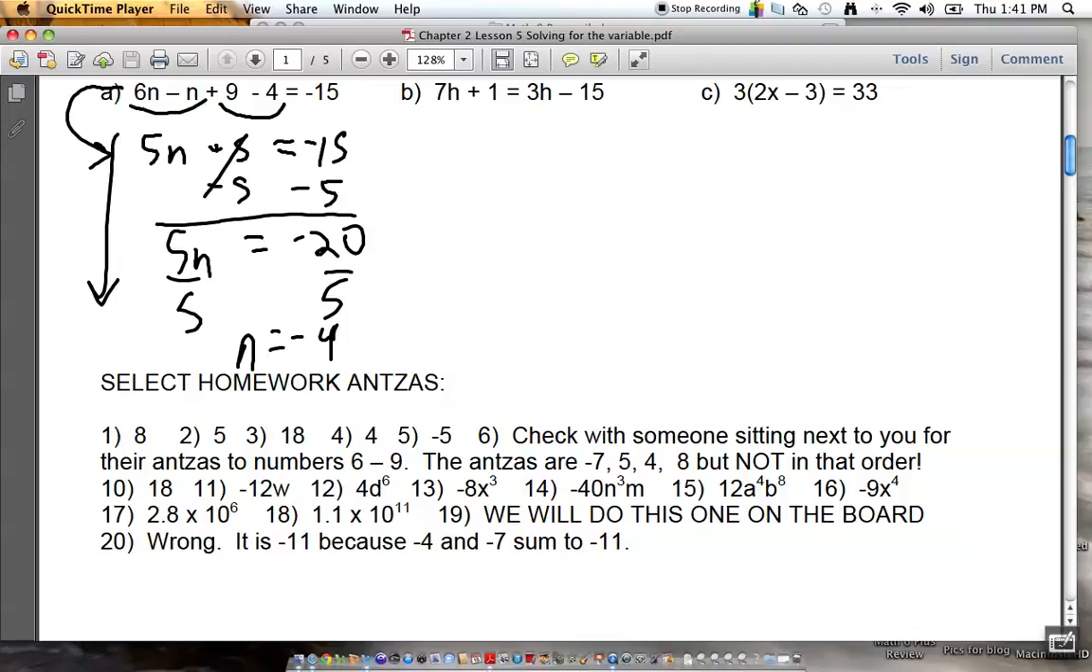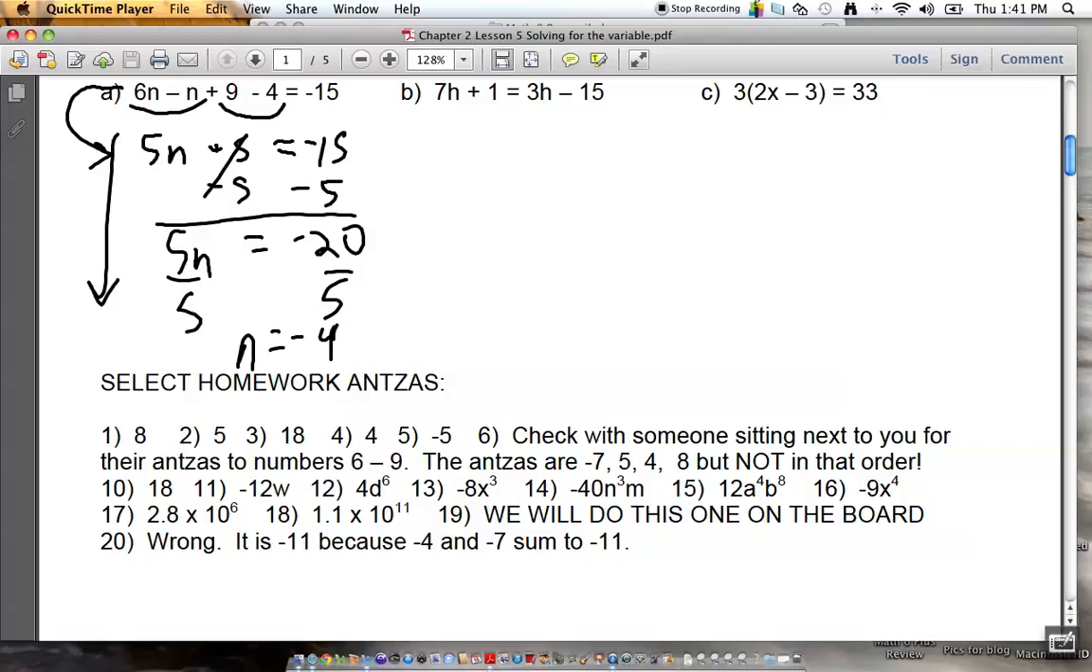That's one of the skills you needed to know. Yes, where did you get the 5n from? 6n minus 1n. Oh, okay. Now, next question. Is this a same side situation or an opposite side situation? Opposite side. Opposite operation.